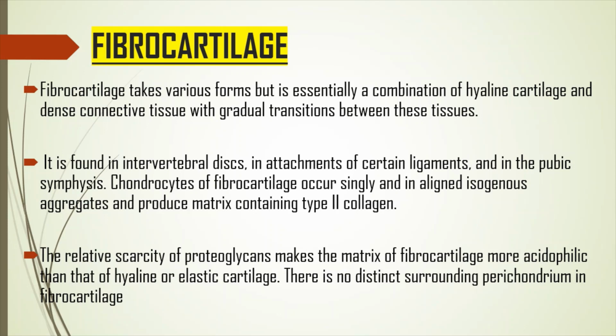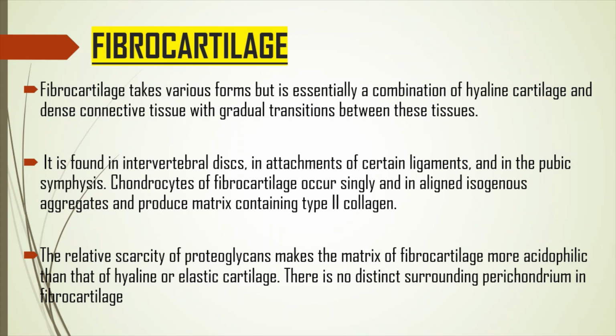Fibrocartilage takes various forms, but it is essentially a combination of hyaline cartilage and dense regular connective tissue. So fibrocartilage is simply hyaline cartilage plus regular dense connective tissue. The location, it is found in intervertebral discs, and it is also found in the meniscus of the knee joints. So this is very important to know.